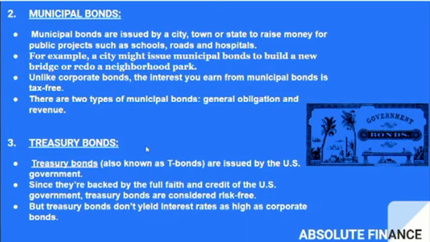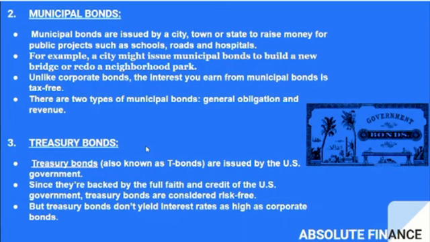Now, the third one we have is the treasury bonds. The treasury bonds are also known as T-bonds. They are issued by the US government. And one of the best sides is that they are backed by the full faith and credit of the US government. Treasury bonds are considered risk free. That is one of the best things, it is the federal government that issues out this bond, and they are risk free.